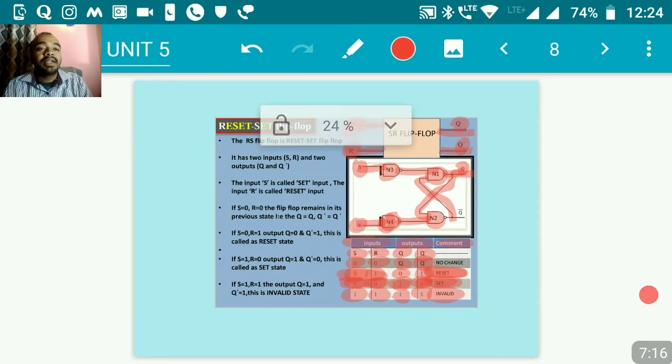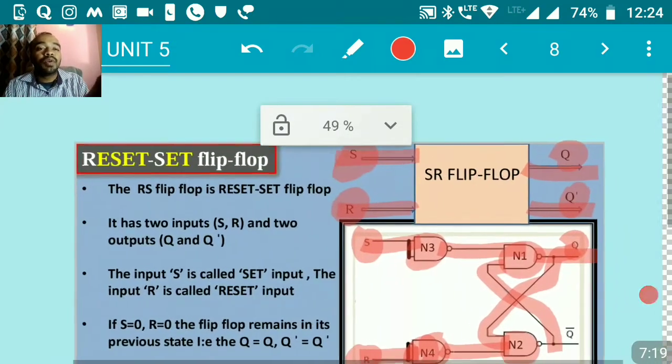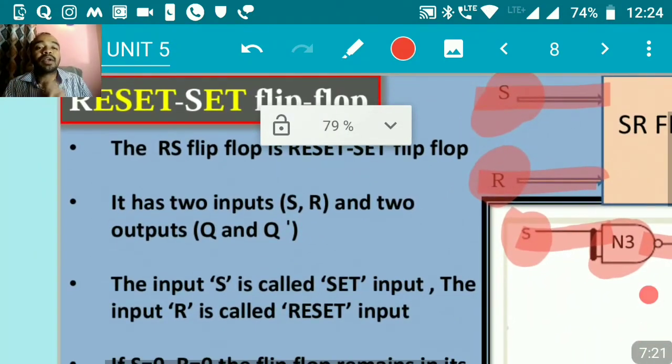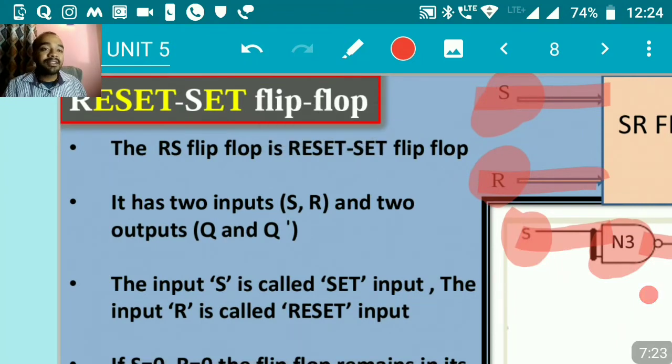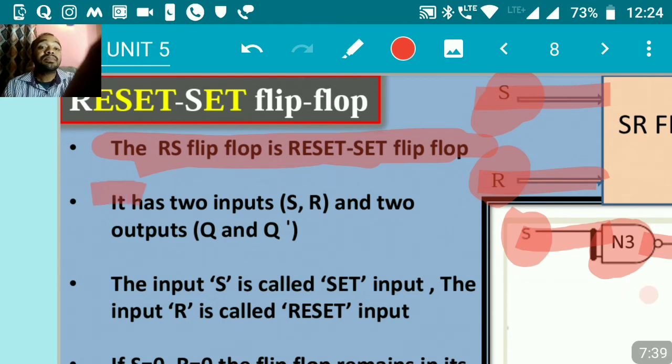working of the flip-flop. Okay, so the first 3 basic points I would like to tell you first, and then let us go to the truth table answer or working of the RS flip-flop. The RS flip-flop is a reset set flip-flop. What is RS flip-flop? RS flip-flop is a reset set flip-flop. This point is what we already know, right? Then it has 2 inputs. What are the inputs? S and R. What do you mean by S? Set. What do you mean by R?